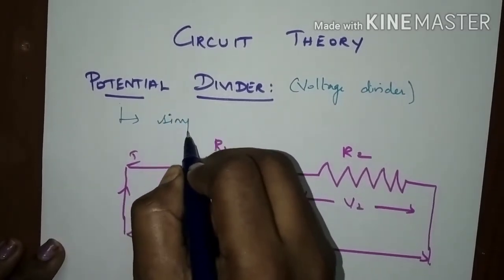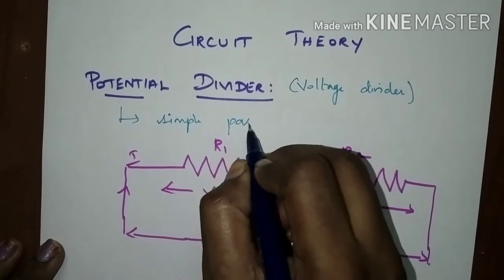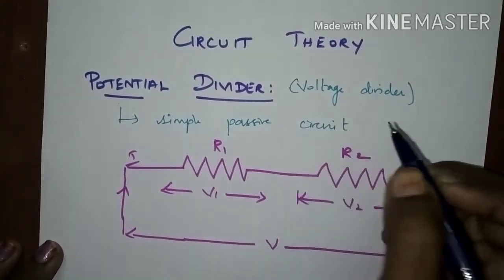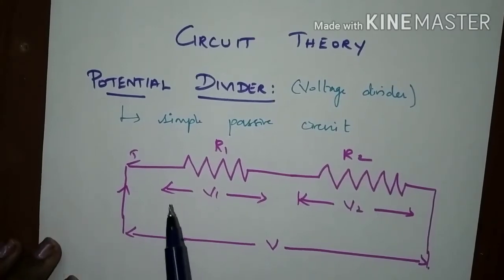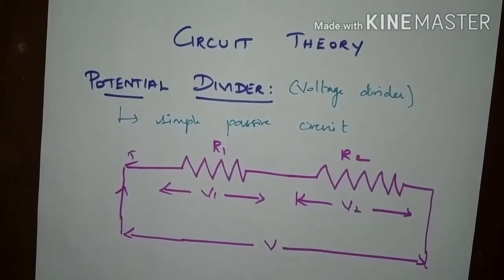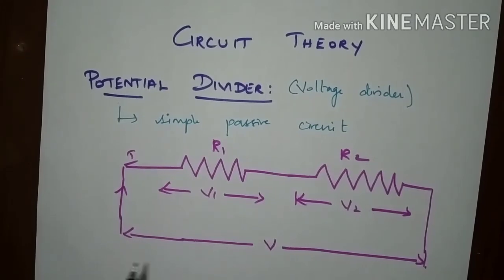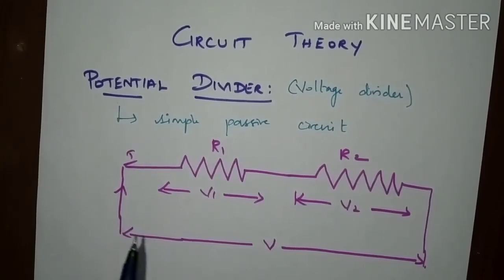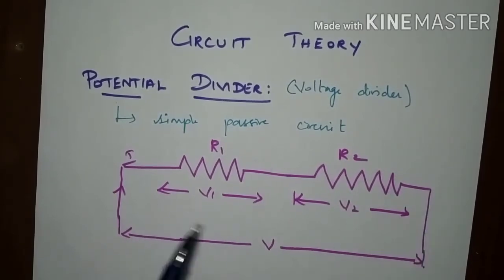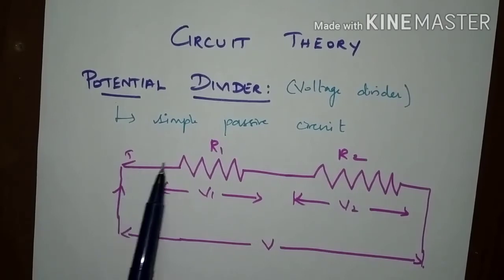It is a simple passive circuit. Why is it a passive circuit? This circuit is formed by using a passive element, resistance. Passive elements are elements which do not convert the supply voltage or supply current after passing through them. They do not change the shape of the signal passed through them. The voltage signal will be the same after passing through the resistance.